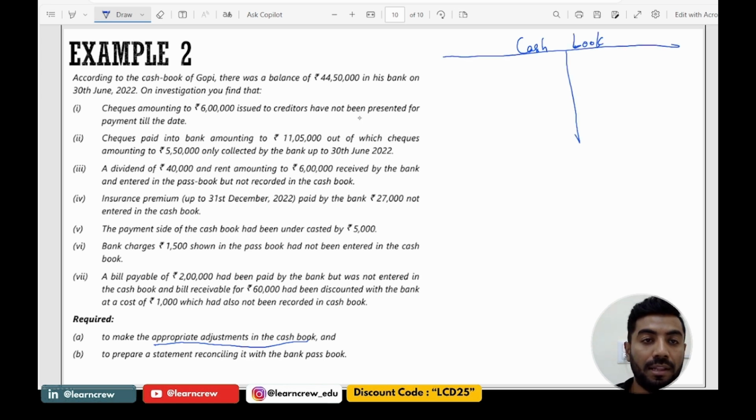We'll have to take the balances. What is the opening balance? There was a balance of 44 lakh 50,000. And this is the balance. It is a debit balance. Okay, this is debit.